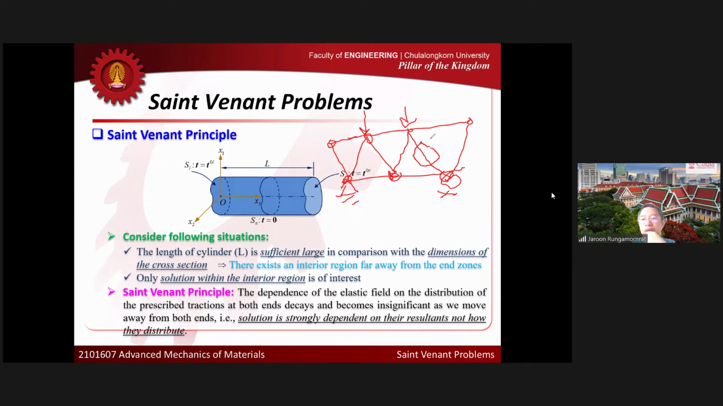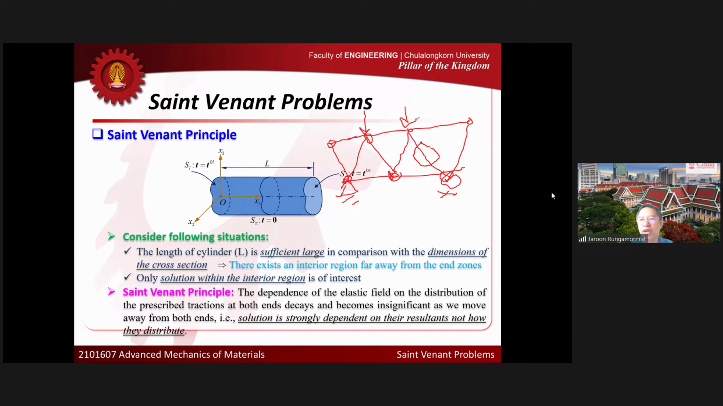Because the behavior will be much more complicated when you look at the end zone of the elements, because you have the detail of a connection. You have a complicated manner of distribution of the force to that element. If you look at the force applied here, the force will distribute to each element due to the stiffness of the member and also the equilibrium of the joints. So the force there will distribute to each element.